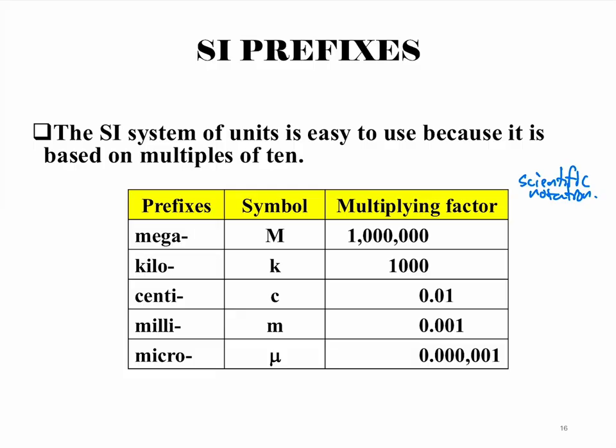So these prefixes here are shorthand for moving decimal places left and right, and multiplying or dividing by 10, which is the same thing. That's interchangeable. Are we multiplying or dividing by 10? And are we moving it to the right or moving it to the left?